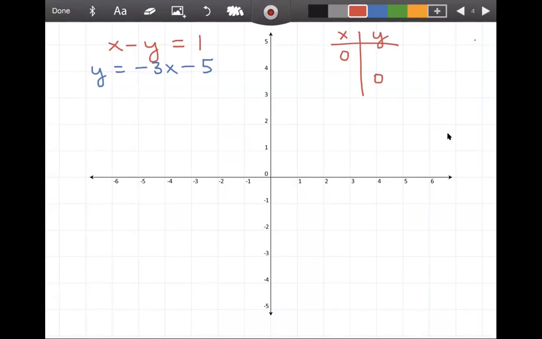Okay. So when x equals 0, we get 0 minus y equals 1, which means -y equals 1, which means y equals -1. And when y equals 0, we have x minus 0 equals 1, which means x equals 1. So this line passes through the points (0, -1) and (1, 0).